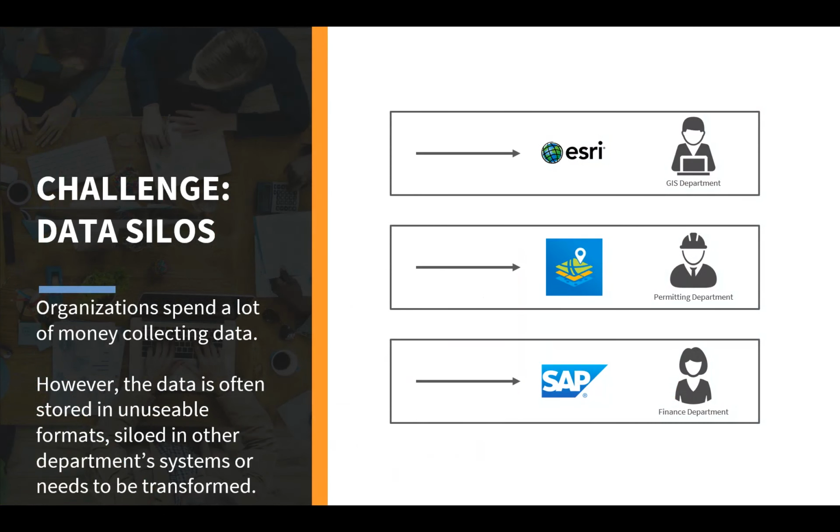So FME was originally built, almost 30 years ago, to basically fight data silos. You have organizations who spend a lot of money collecting data. You have data in Esri, so for the GIS department, you have data in permitting, you have data in finance, you have data in any department. You also have data coming in externally, data that you need to send out, etc. So a lot of the times this data is stored separately in different formats with different schemas, and it needs to be transformed and consolidated so that everyone can benefit from the data and you can make the most of it.